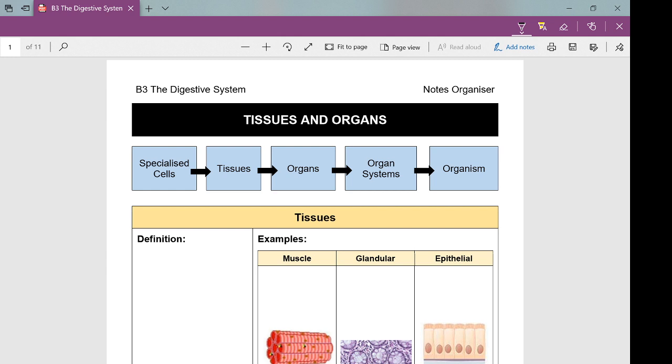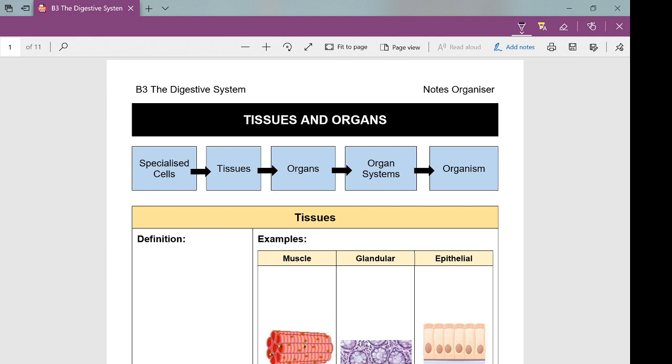Spot on, Tom. Root hair cell. You could also have sperm cells, muscle cells, basically any type of cell. Most cells are specialized besides stem cells. So nearly every single cell is specialized, meaning it looks different.